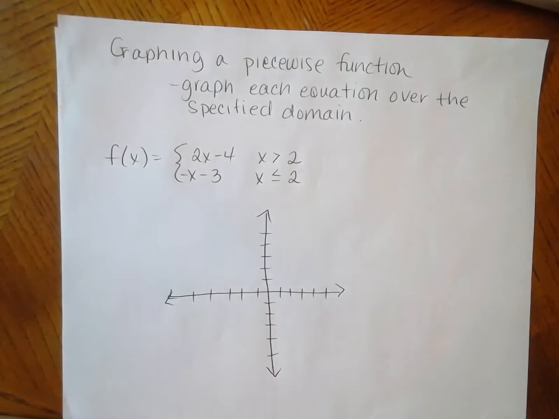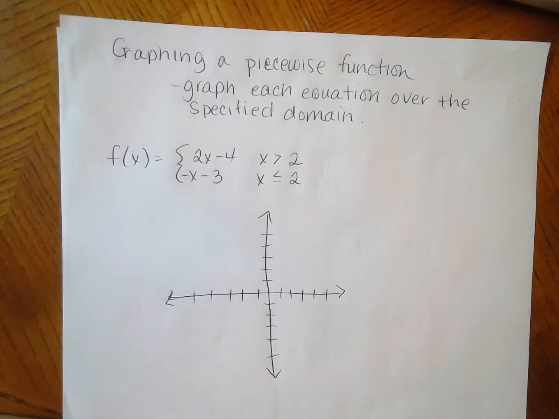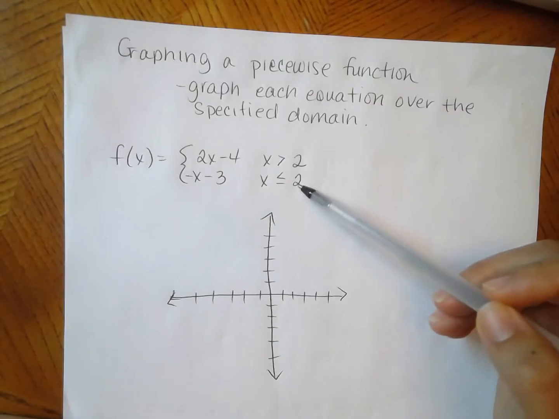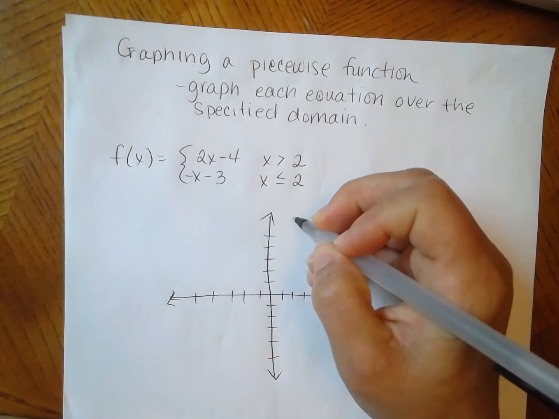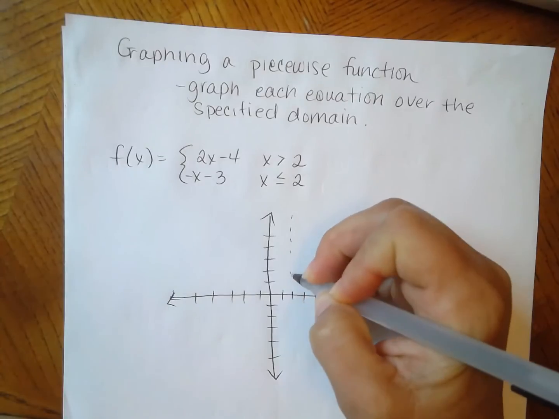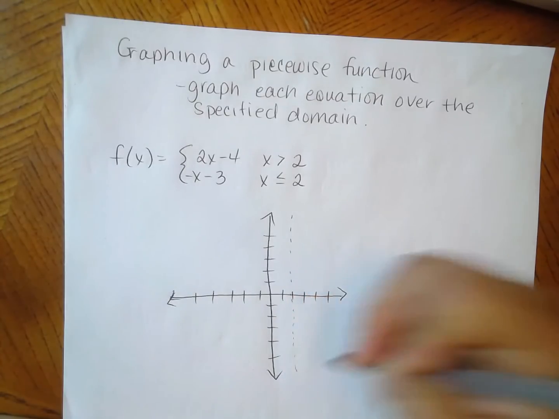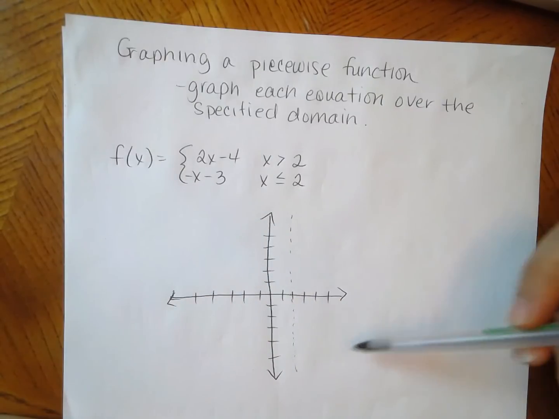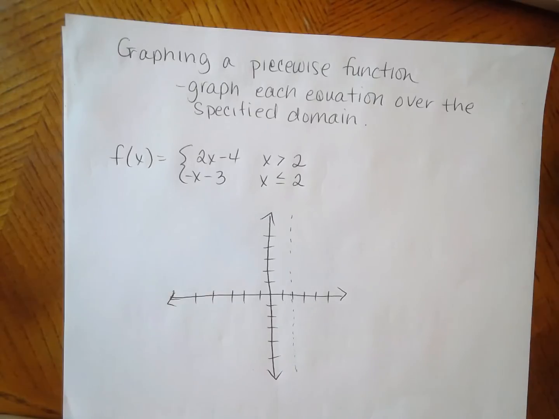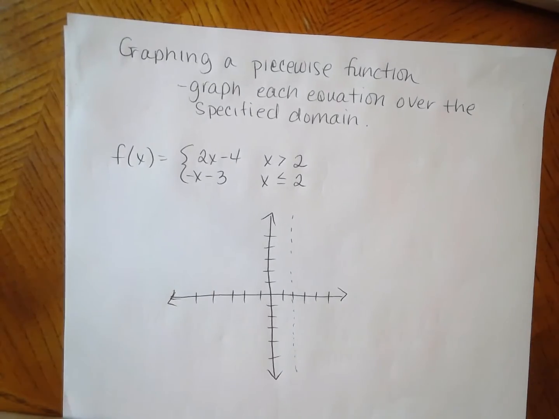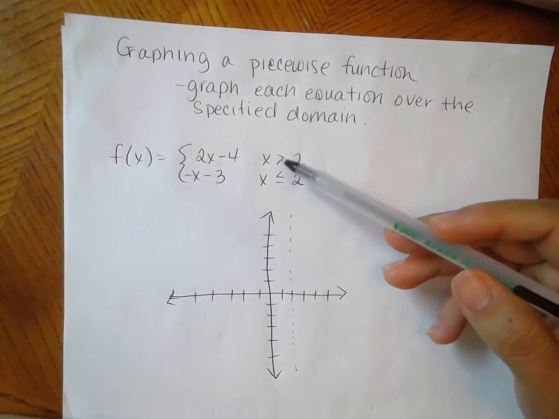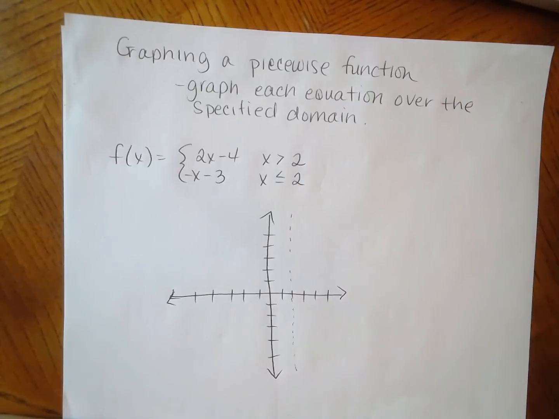What I like to do, just to help me along, and this isn't actually part of my graph, but it helps me break the graph into pieces, is that the change over here is at x equals 2. So I'm going to draw this sort of invisible line here at x equals 2. I'm going to have one graph on this side and one graph on this side. It's very light because it's actually not part of the graph, but it'll help me visualize where my graph is supposed to go. Alright, so 2x minus 4 is the graph that is defined for x greater than 2.